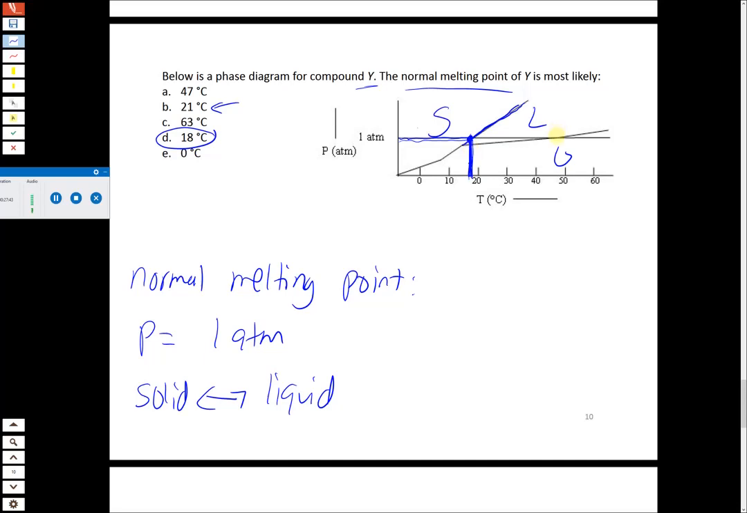If we wanted the normal boiling point, we would follow this 1 atmosphere line over to the liquid gas line, and so the normal boiling point would be somewhere around 47. I think a lot of us picked 47 degrees Celsius as the answer. That would be the boiling point because that's the transition between liquid and gas, but the melting point comes earlier. It's the solid to liquid transition at 18 degrees Celsius.